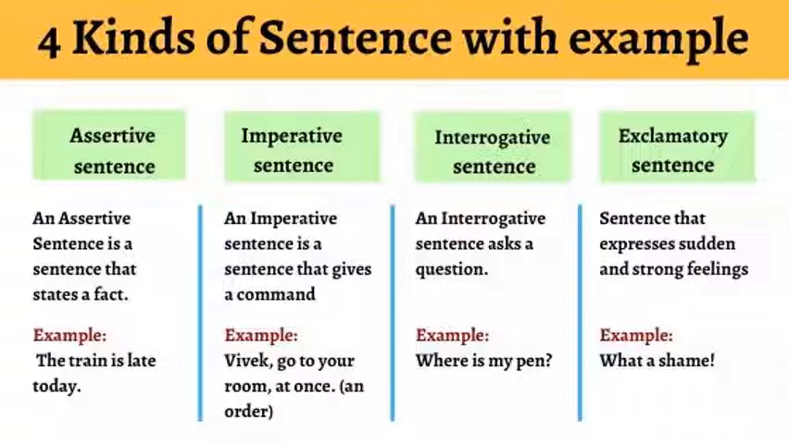So let's revise. Assertive sentences state a fact. Declaratory sentence ഒന്നും പറയാറുണ്ട്. Imperative sentence is a sentence that gives a command or a request. Can be a command or a request. Interrogative sentence asks a question. That is why you should end it with a question mark. Exclamatory sentence expresses sudden feeling, strong emotion. And you should always end it with an exclamation mark.